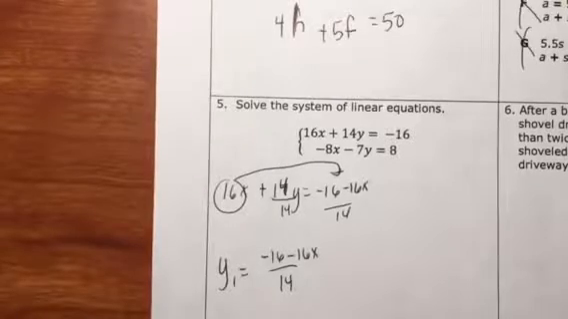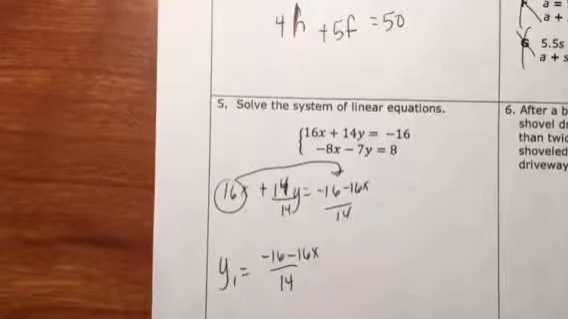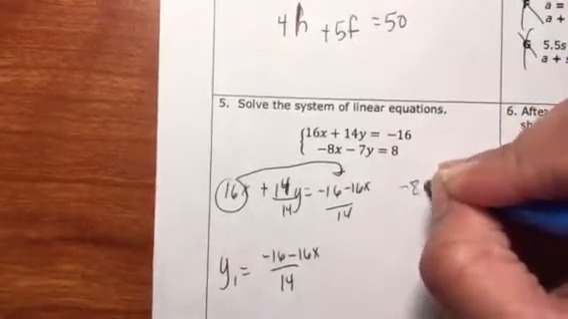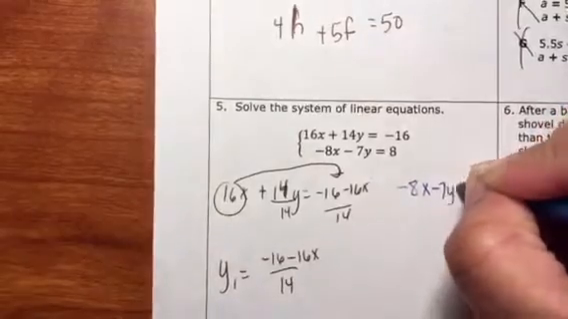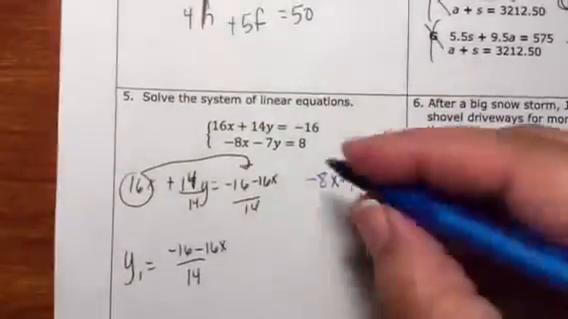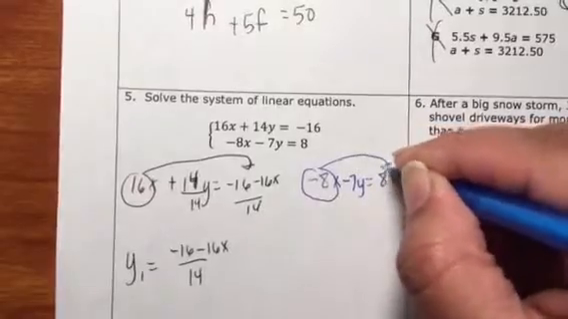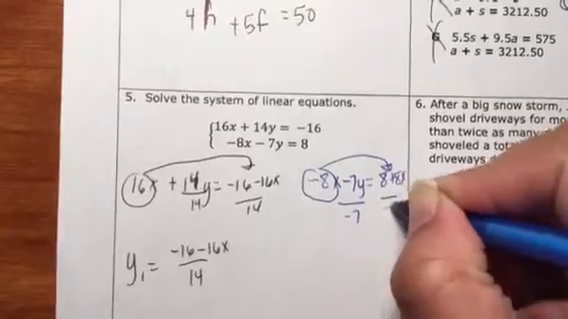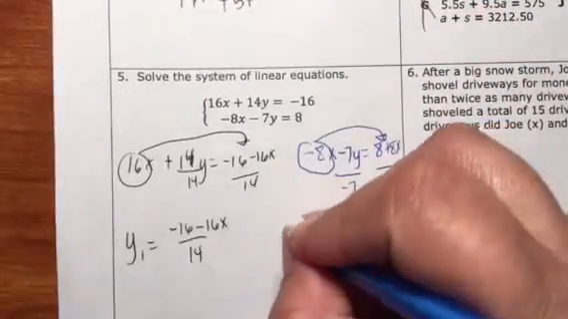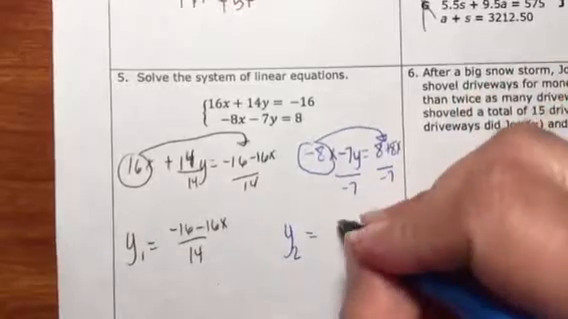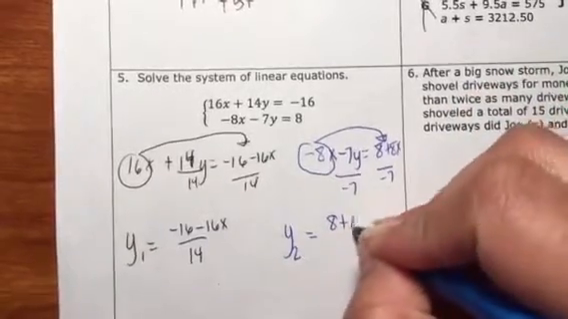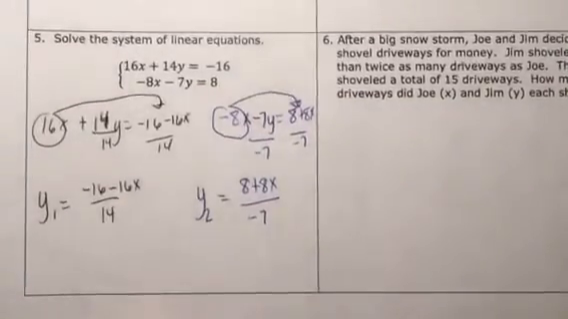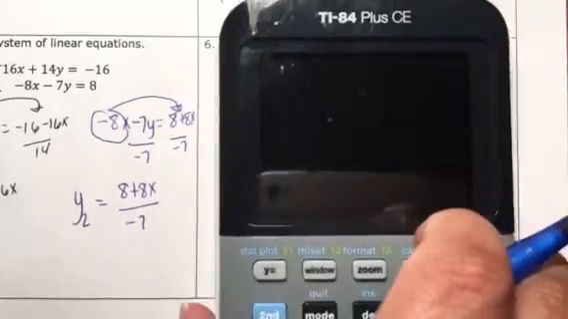Okay, in y2, let me do this in a different color. In y2, I'm going to solve for the second equation. So again, I'm going to move the x, change its sign, divide by the number in front of the y. And again, we're not going to simplify. So in y2, I'm going to type in 8 plus 8x over negative 7. So I'm going to put this in the calculator exactly as it's written.